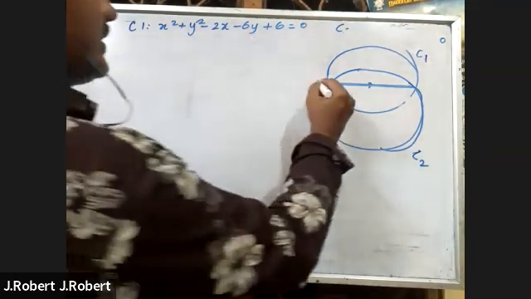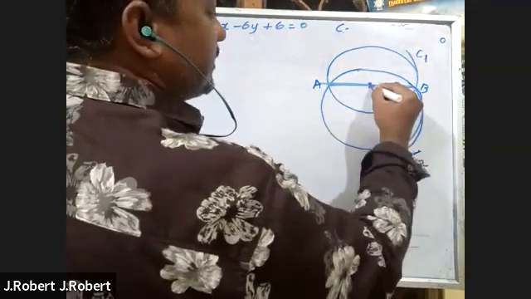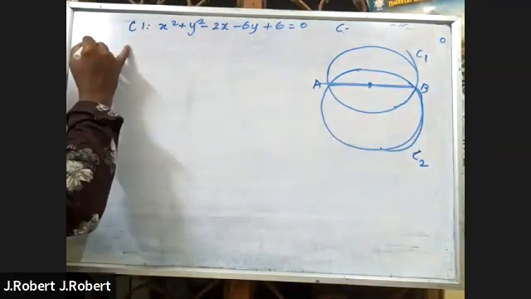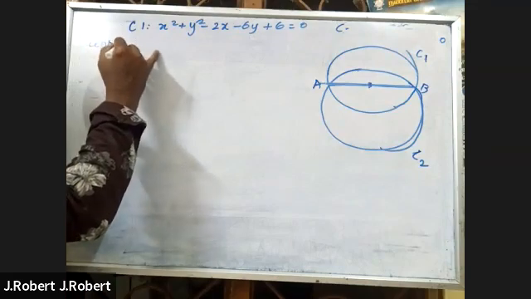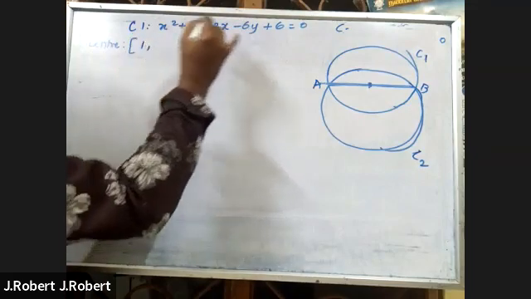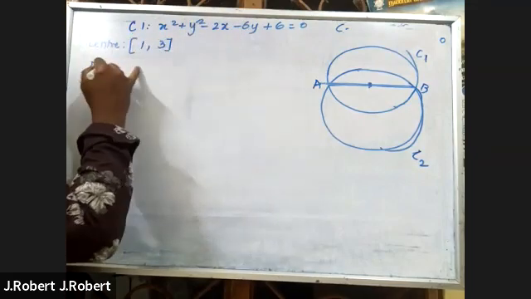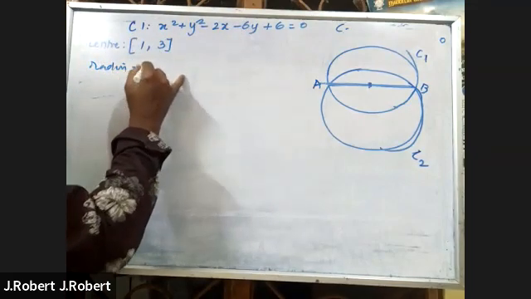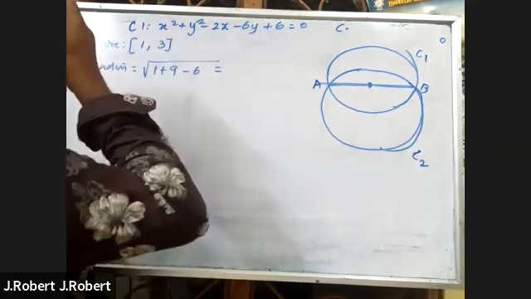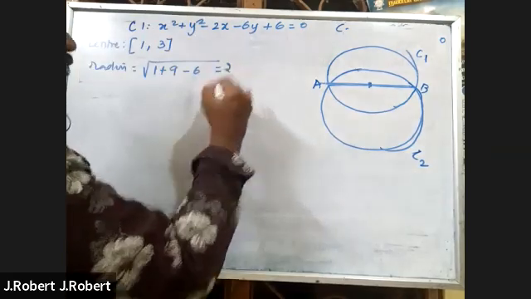Let us take this as AB. Now we can find the center of the first circle, C1. The center of the first circle is equal to minus g comma minus f, which is equal to 1 comma 3, and the radius is equal to square root of 1 square plus 3 square minus 6, which is equal to 10 minus 4, which is equal to 2.